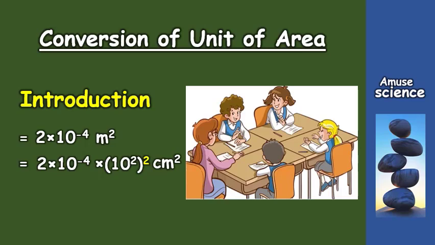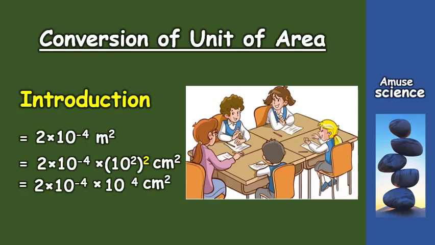Remember that when we are introducing the centi, the sign of the exponent will change, so that although the centi is originally exponent minus 2, it will now become exponent positive 2, and all of it will be squared because we are dealing with area. Now let's apply the concept of indices here to finally get to our answer. So we are going to get 2 times 10 exponent minus 4 times 10 exponent positive 4, and our answer is still in cm squared.